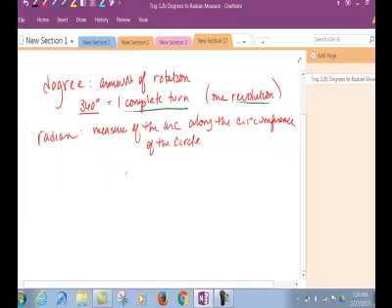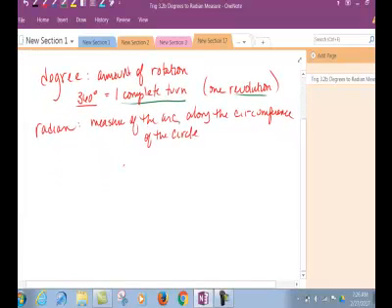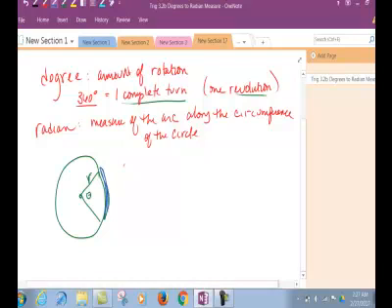So what is a radian measure? A radian is the measure of the arc along the circumference of the circle. Let me draw a circle here. We have a central angle theta with a radius of r. When the arc length is the same length as the radius r, and it's hard to determine exactly because the arc curves, we say that theta is equal to 1 radian. It's kind of confusing at first, but I promise you'll get the hang of it.